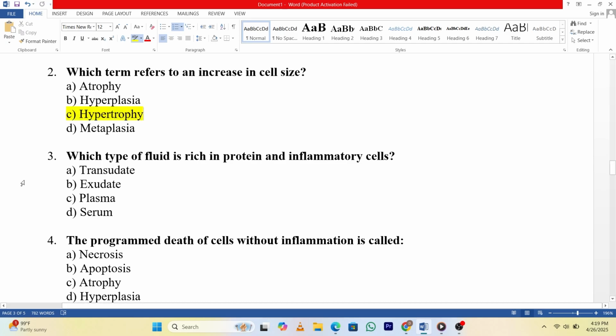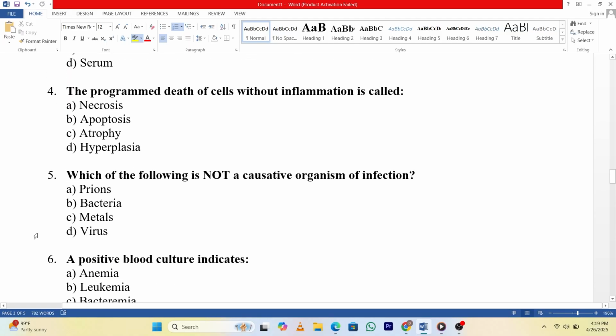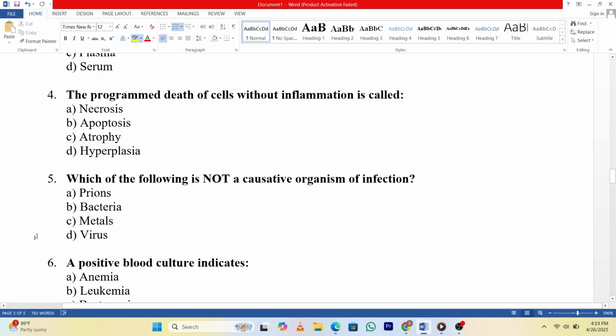3. Which type of fluid is rich in protein and inflammatory cells? A. Transudate. B. Exudate. C. Plasma. D. Serum. Answer: B. 4. The programmed death of cells without inflammation is called: A. Necrosis. B. Apoptosis. C. Atrophy. D. Hyperplasia. Answer: B.